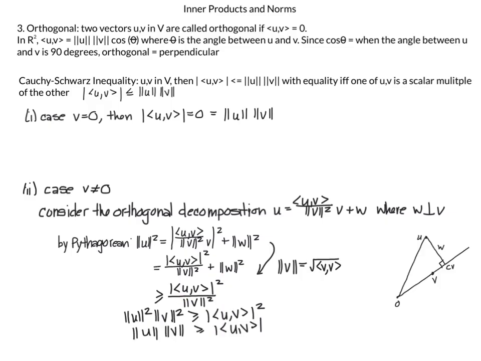I can multiply both sides of my inequality by the norm of v squared, and then taking the square root of both sides, I get my Cauchy-Schwarz inequality, which is the norm of u times the norm of v is greater than or equal to the absolute value of the inner product of u with v. If we interpret this as the Euclidean inner product, then what we get is this interpretation: the length of each side of a triangle is less than the sum of the lengths of the other two sides. We'll do an example to illustrate that next.